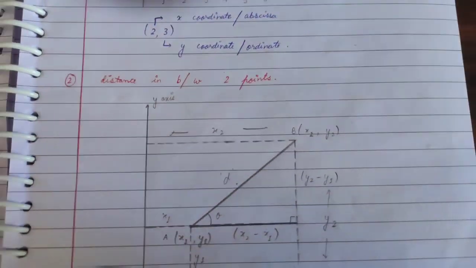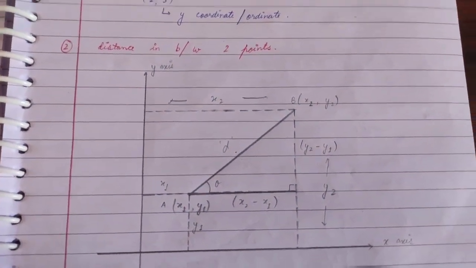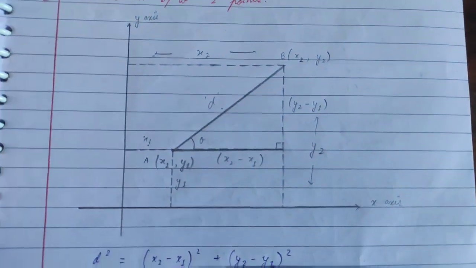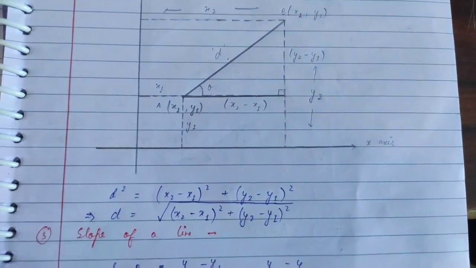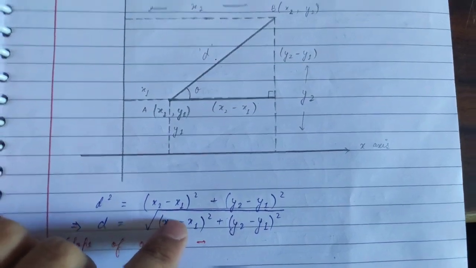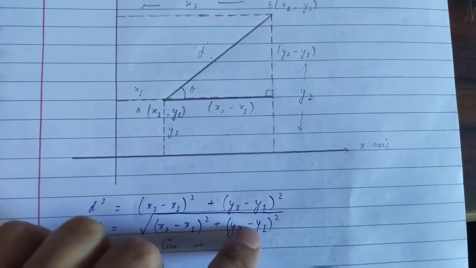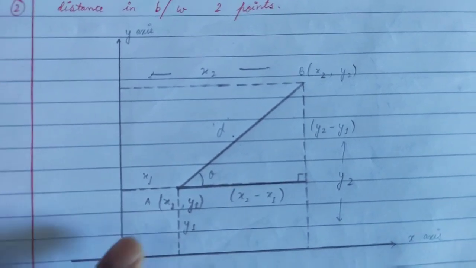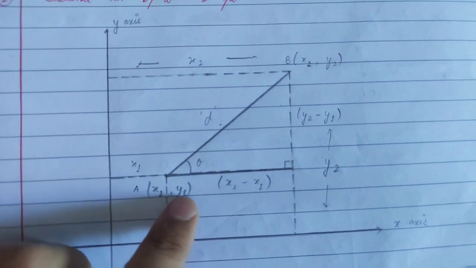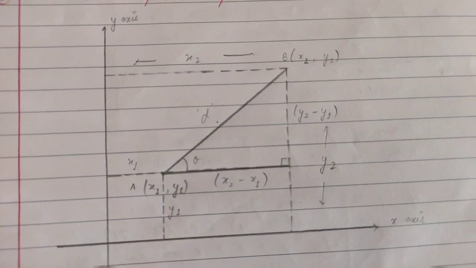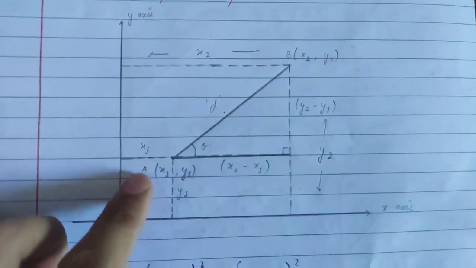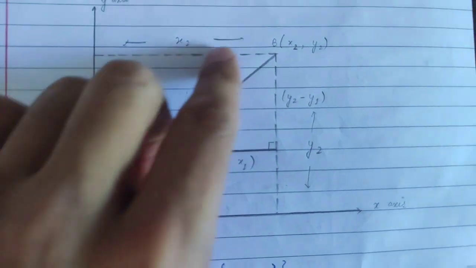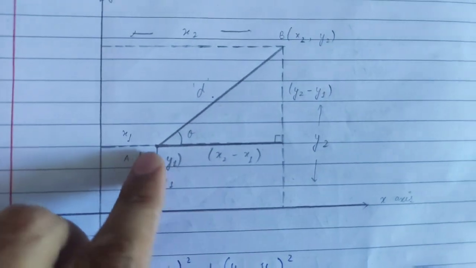Now let us see another thing, which is how to find the distance between 2 points. The distance between 2 points is calculated with the help of root over x2 minus x1 whole square plus y2 minus y1 whole square. Let us understand how this is derived. This is point x1 comma y1 and this is x2 comma y2. We drop the perpendiculars from both these points and find these distances. So this distance is x2 and this distance is x1.